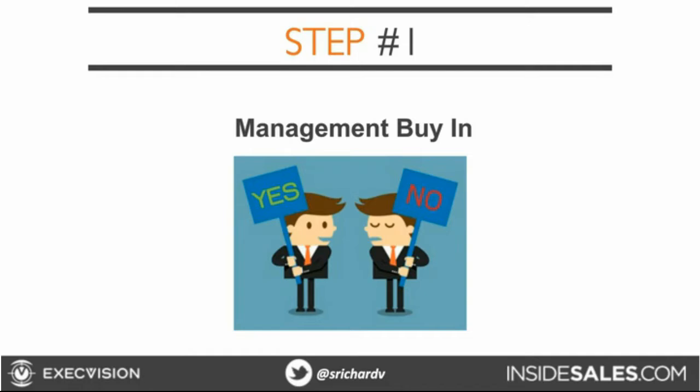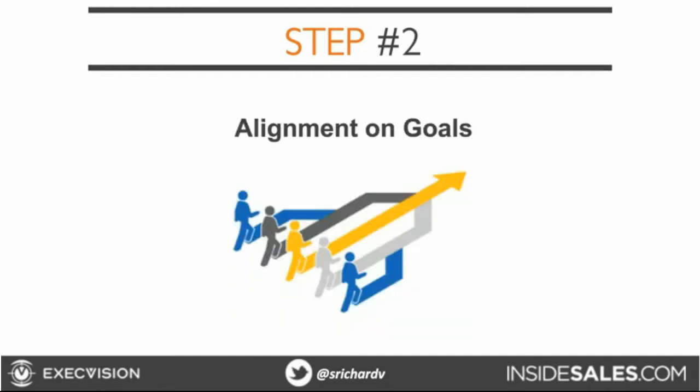So the first thing you need to do is get the managers to buy in, believe, and be a part of the process of evaluating and selecting that sales technology and understand why they're going to be doing it in the first place. That leads to point number 2, which is getting alignment on goals.